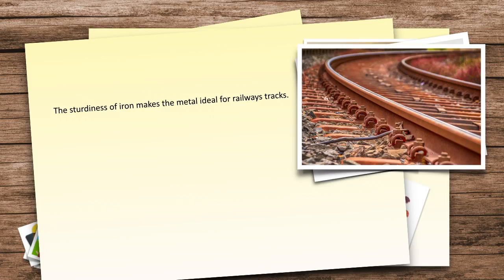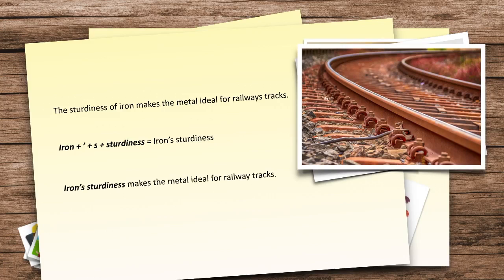So the sturdiness of iron makes the metal ideal for railway tracks. Again, sturdiness is a characteristic of iron. So iron first, then an apostrophe, then an S, then sturdiness, iron's sturdiness. So iron's sturdiness makes the metal ideal for railway tracks.